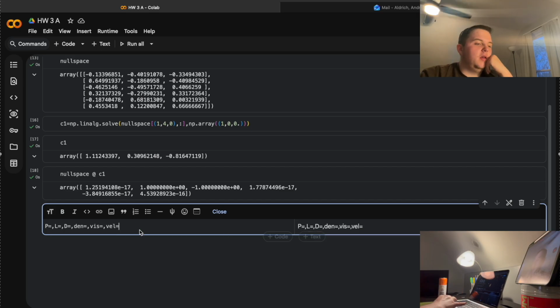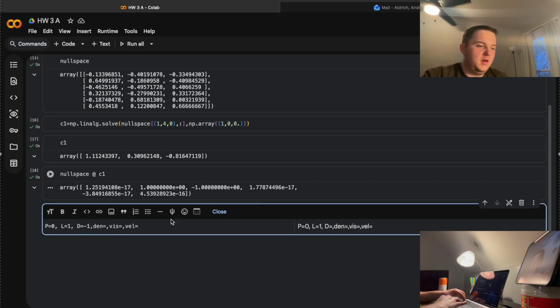So what this is showing is, for pressure, our value is 1e negative 17, which is very close to 0. So we're just going to put that as a 0. And we're going to keep doing this for all the values. Our length, we have 1, so 1. For our diameter, we have -1, so -1. Density is a 0. Viscosity is also going to be a 0, and so is velocity.